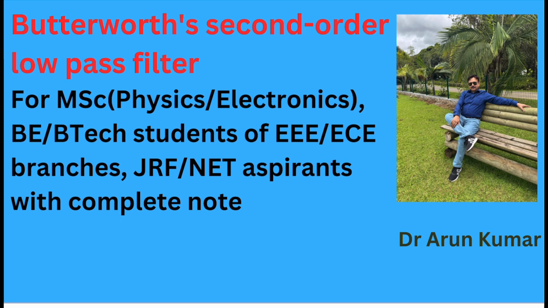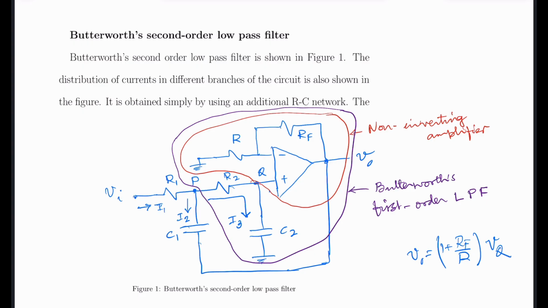Now let us come to the topic. Figure 1 shows you the Butterworth second order low pass filter. In the first order low pass filter, we had one resistor and a capacitor connected like this. In the second order filter, we have two resistors and two capacitors. If we have three resistors and three capacitors connected like this, that will be a third order low pass filter.